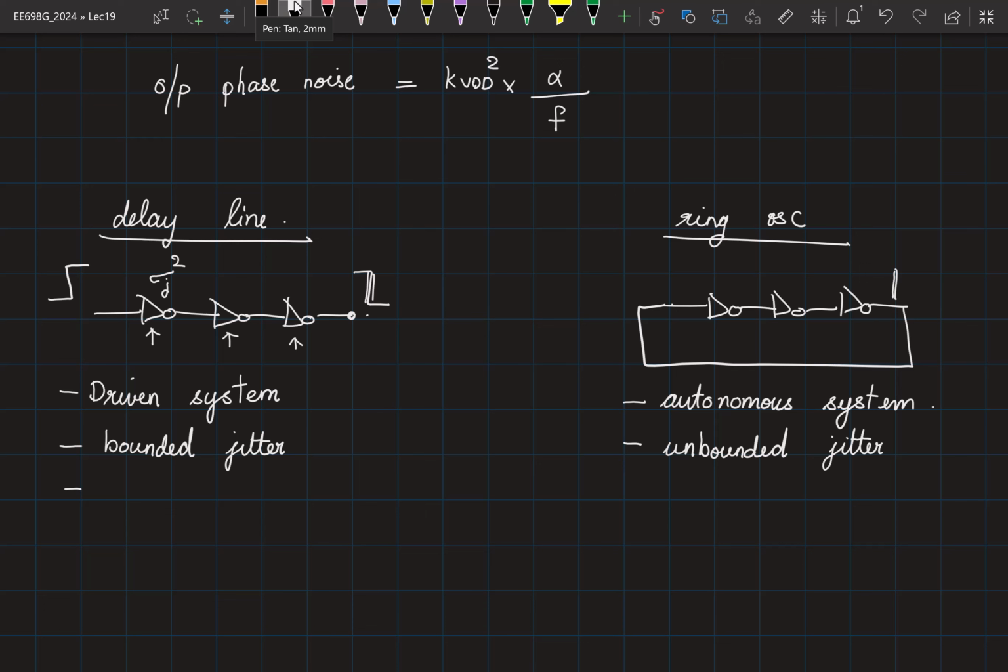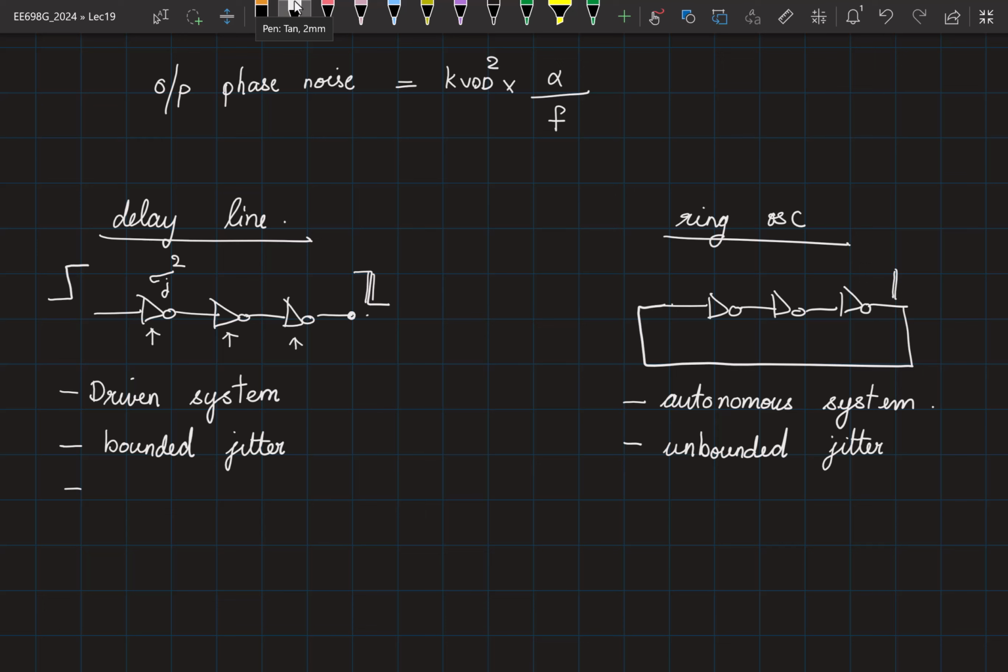Is that clear to everyone? Do you see a reason why the nominal frequency here should change? Because infinite jitter is getting added to that frequency. Infinite jitter is not getting added, right? Bounded jitter is getting added for a delay. So the nominal frequency is going to remain the same.